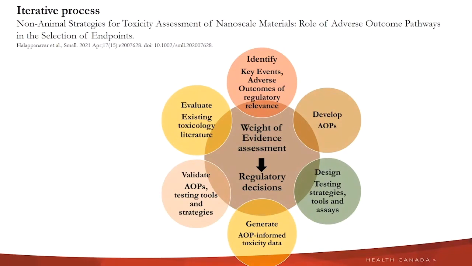Then once you have an AOP, you design the testing strategies to measure those key events. Then you generate the data using those testing strategies, and use this data again to validate or refine and maybe reorganize the AOP. And so once you have a well-tested quantitative AOP, then the data generated with that AOP as a backbone can be used in weight of evidence assessment, informing regulatory decision making.